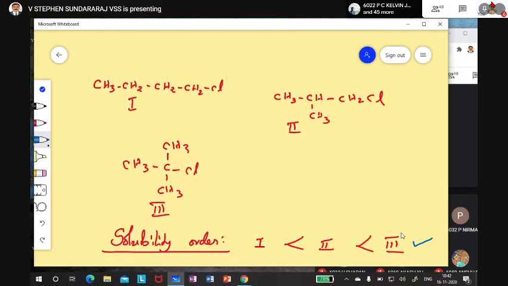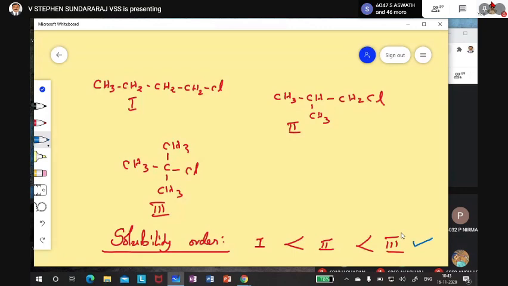So, as the branching increases, the size of the water-disliking hydrocarbon part, the hydrophobic alkyl group, decreases. It becomes more and more compact, smaller in size. Therefore, water can interact more strongly.